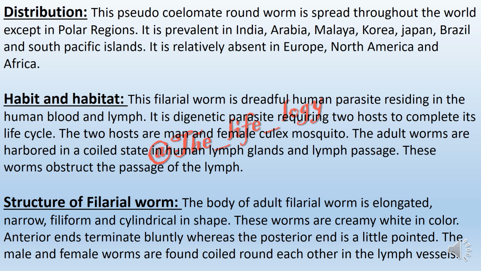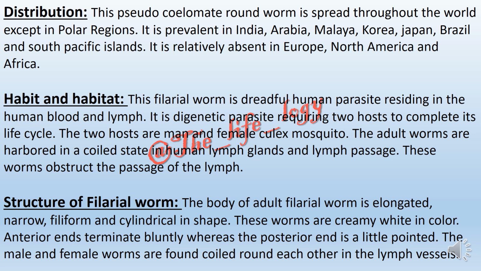Habit and habitat of Wuchereria bancrofti. This filarial worm is a dreadful human parasite residing in the human blood and lymph. It is a digenetic parasite requiring two hosts, and it completes its life cycle in human and in the Culex mosquito. The adult worms are harbored in coiled state in human lymph glands and lymph passages. These worms obstruct the passage of the lymph.